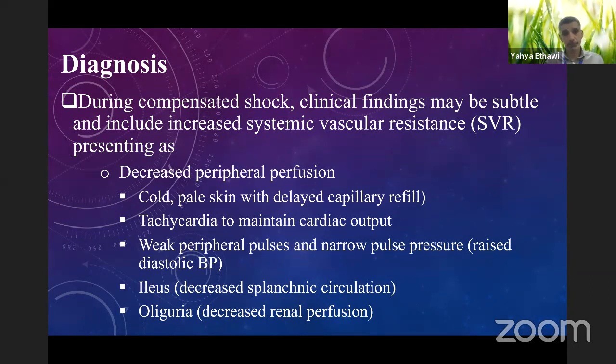Other signs such as ileus, and the ileus is caused because of decreased splanchnic circulation. Oliguria, because the kidney wants to conserve the volume.